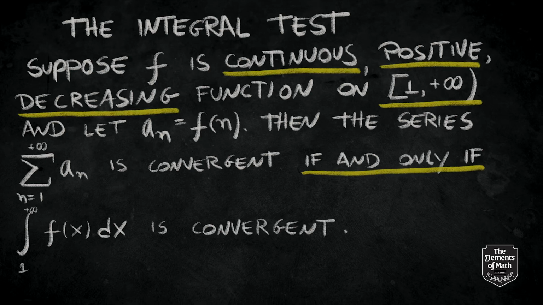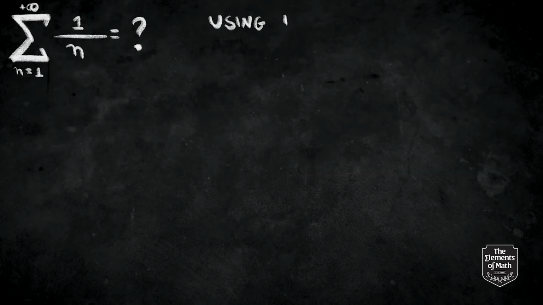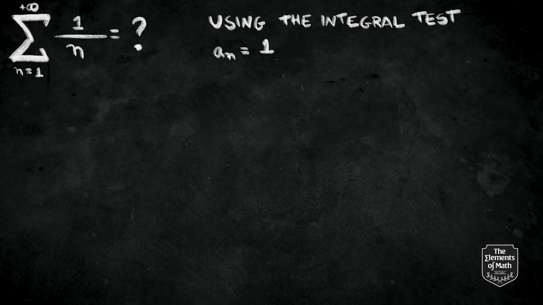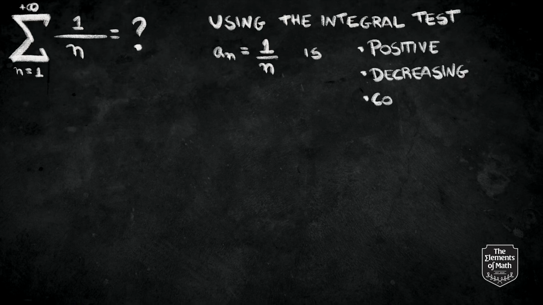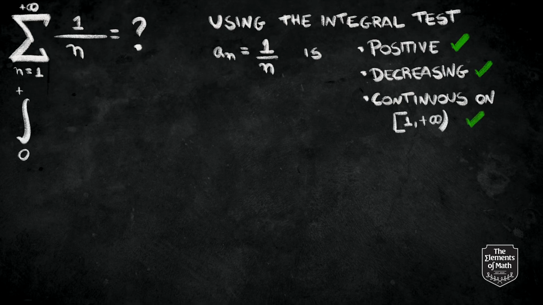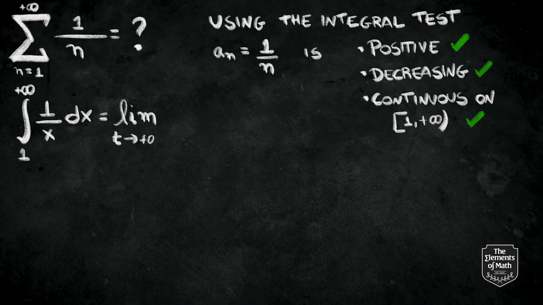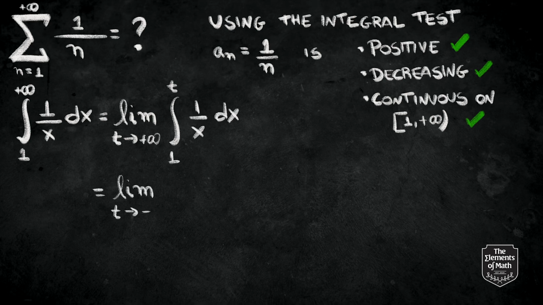Okay, great. How am I going to apply that in the case of my harmonic series? I know my harmonic function is positive on the interval 1 to positive infinity. It's also decreasing on the interval 1 to positive infinity, and also continuous on the interval 1 to positive infinity. So I can apply the theorem. Applying the theorem, we're going to compute the integral of 1 over x dx. Computing that integral is the same as computing the limit when t goes to positive infinity of the integral from 1 to t of 1 over x dx.